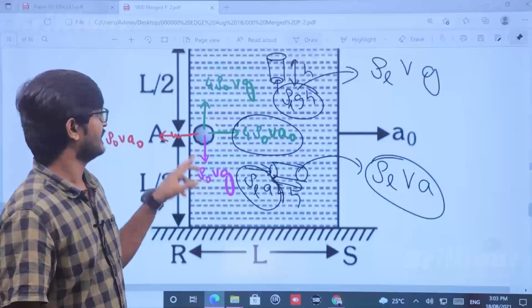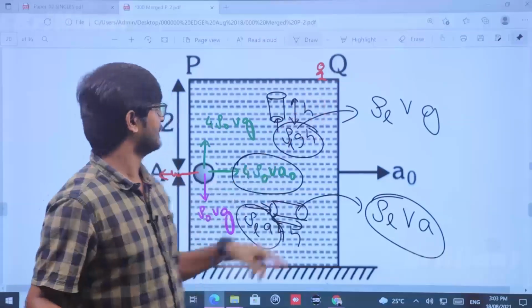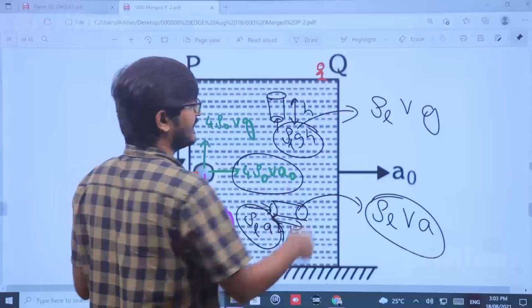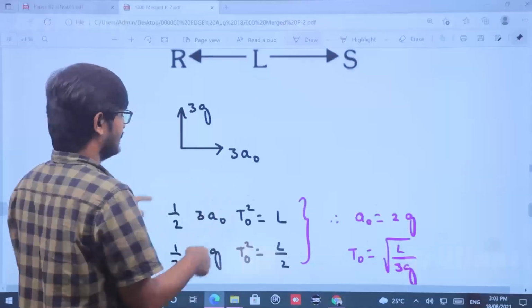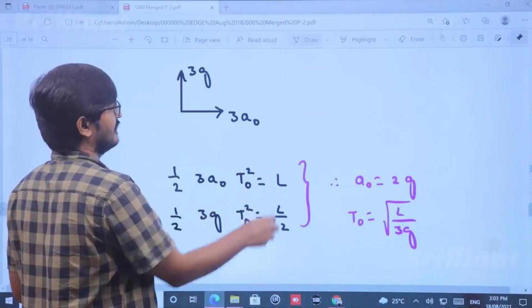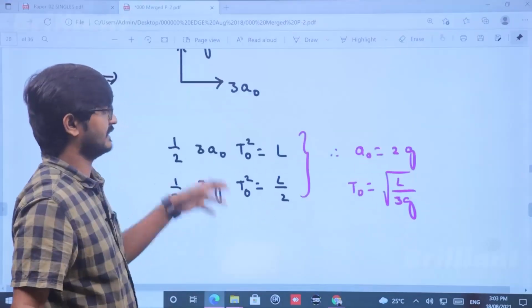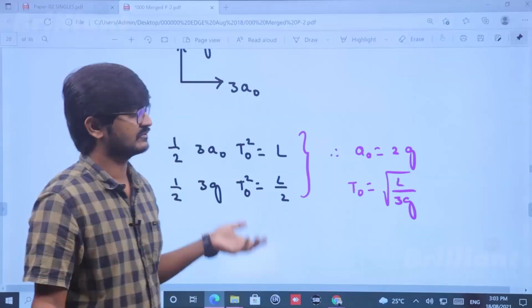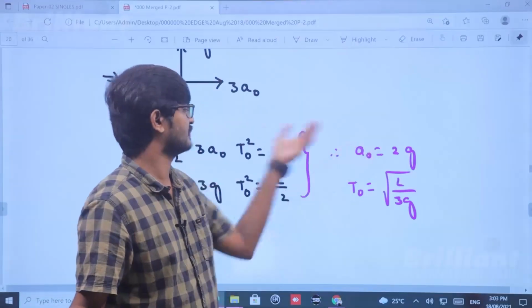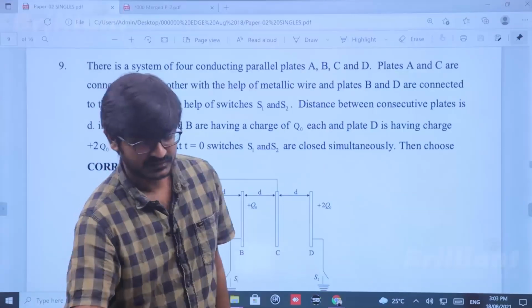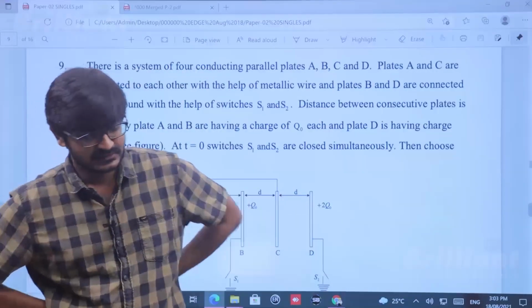Now if it is hitting Q, the meaning is vertically it is travelling how much distance? L by 2, and horizontally it is travelling L. So horizontally half a t square equals L, vertically half a t square equals L by 2. So you can take the ratio, two equations, two unknowns, you can take the ratio, you can get a naught, substitute a naught back and you will be getting t naught, right? Next question, you can pause and read the question.